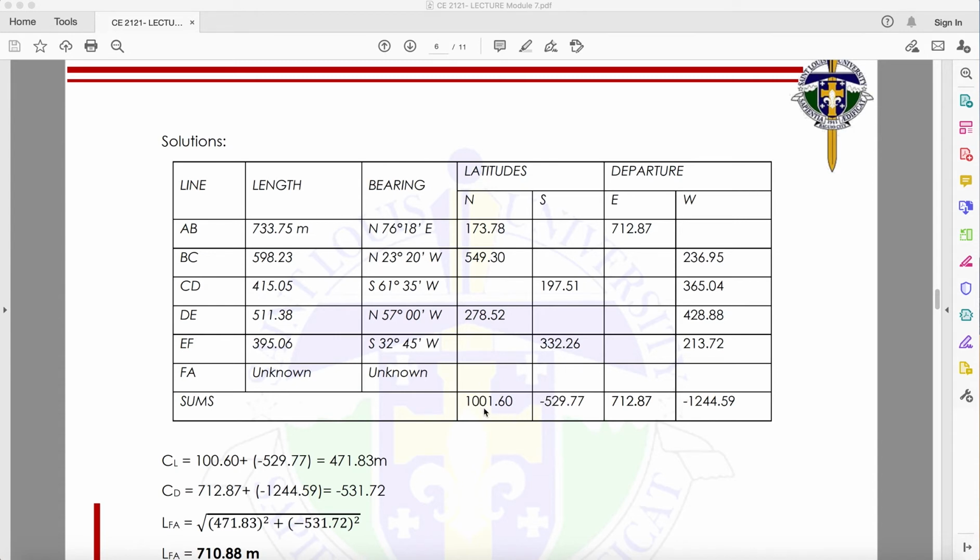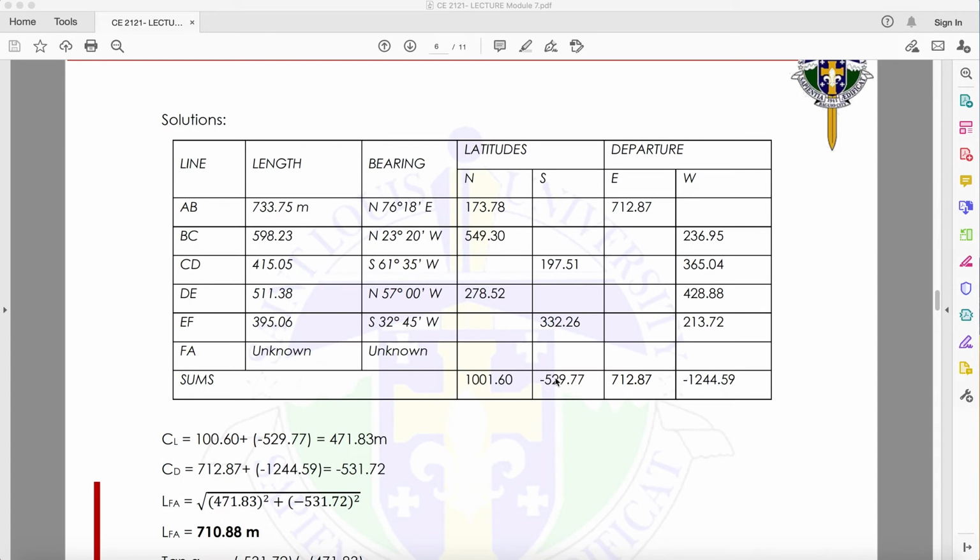So, 1001.60 minus 529.66 would give us 471.83 — the misclosure on the latitude. Since this is the misclosure on the latitude, this becomes the latitude of line FA.